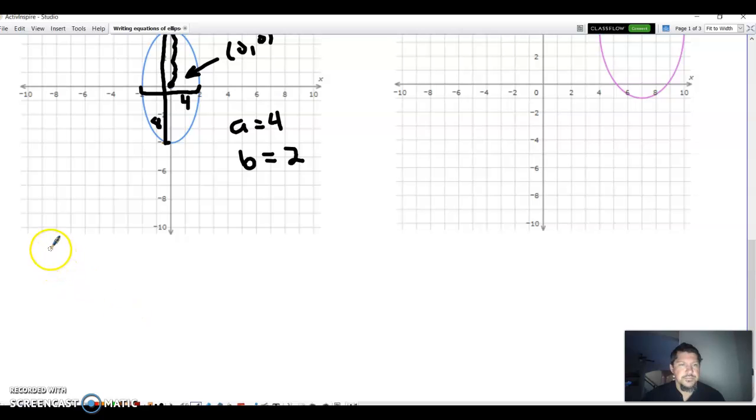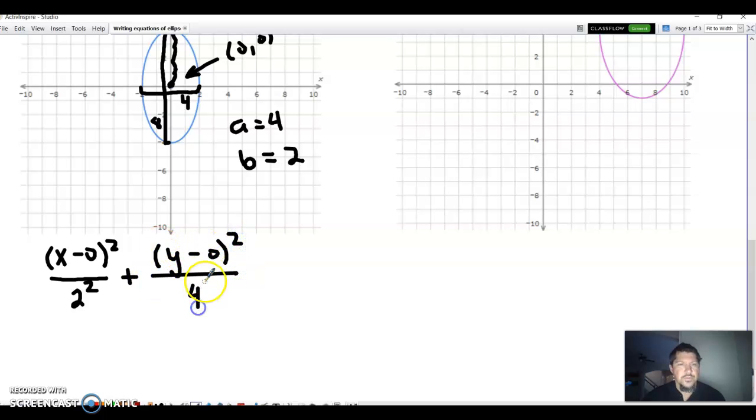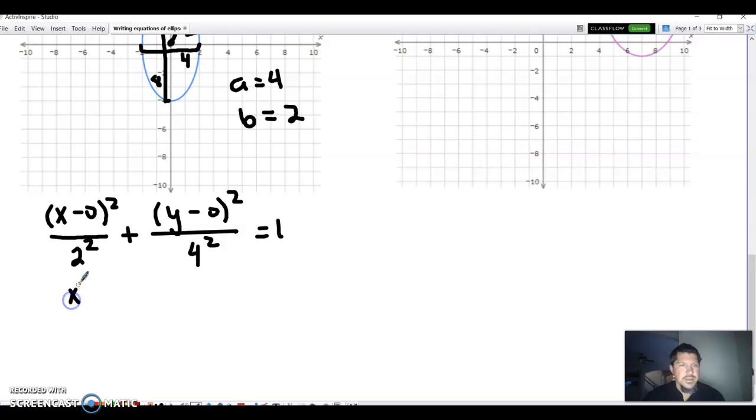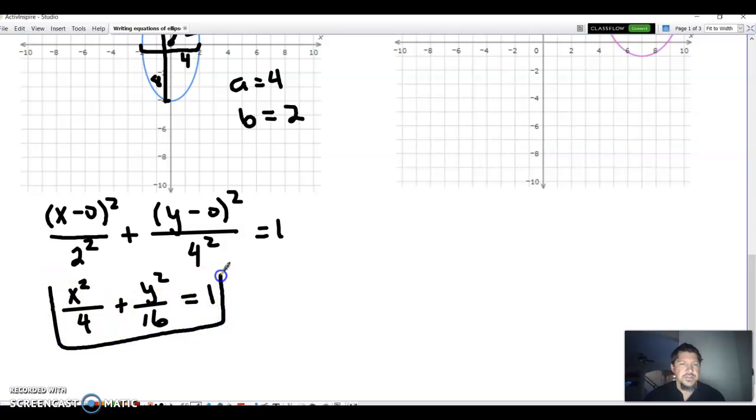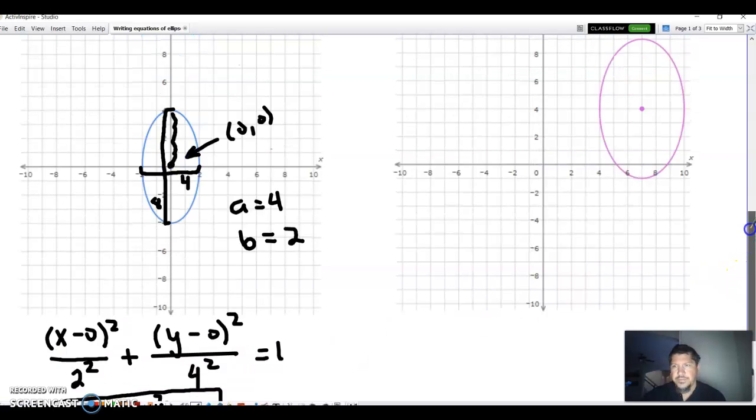So pretty simple. X minus 0 squared over the minor axis, which is the x, so this is going to be 2 squared, plus y minus 0 squared over 4 squared equals 1. Or, once you simplify, x squared over 4 plus y squared over 16 equals 1. And there's your equation. Okay, so the next one.